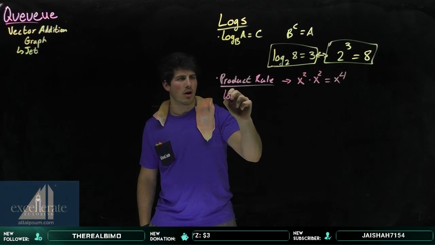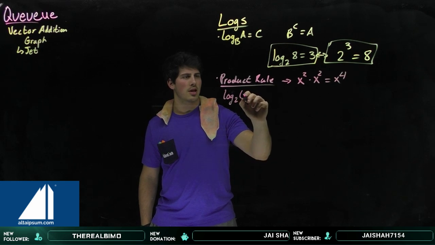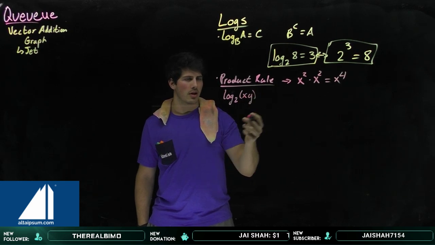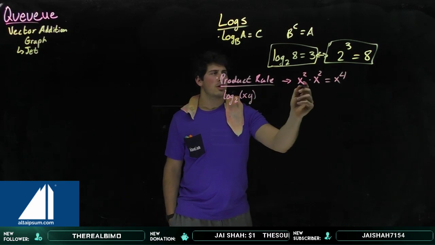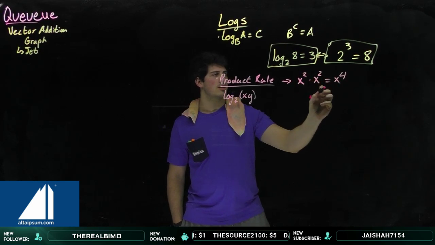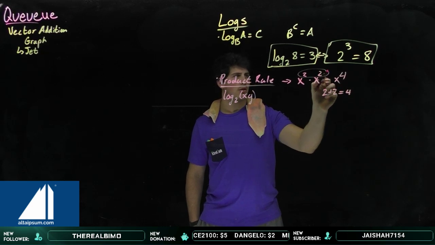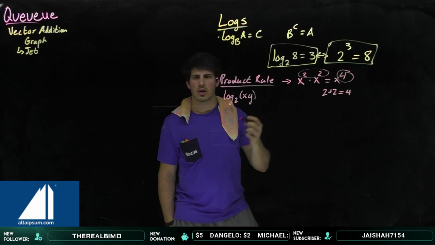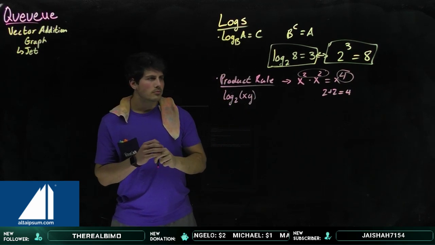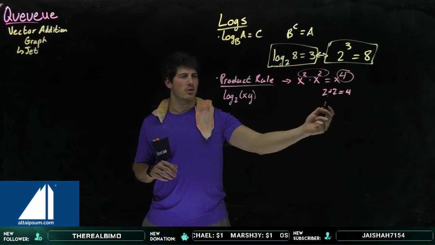Let's say we have log base 2 of, and I'm just going to say xy. I don't really care what the value is. Now if we think about this, the reason we get 4 is because we're adding these two, right? So this is going to give us 2 plus 2 equals 4. So this is what the product rule is for exponents.